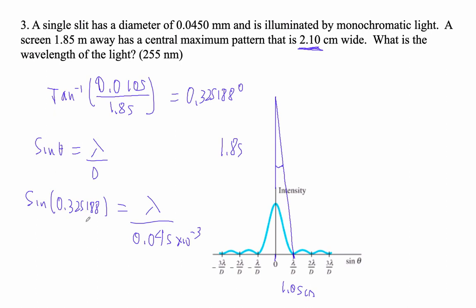And you know what I get? I get that lambda is equal to 2.55 times 10 to the minus 7th meters, which is 255 nanometers. Now, was the other way easier? I just don't know. This was my problem with these as a student: I refused to make some approximation, and I absolutely loathed these problems as a student.